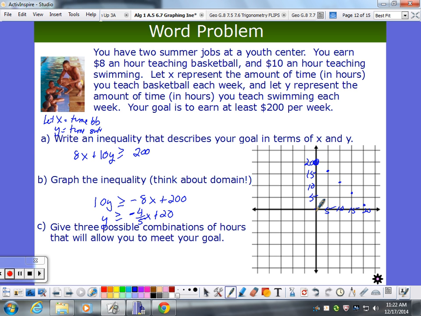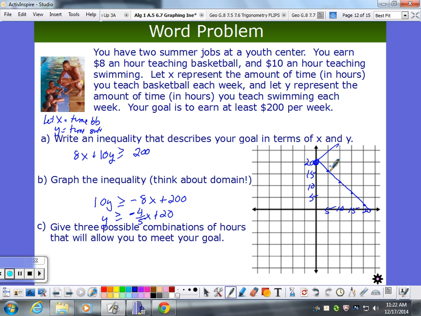Okay, now, is it going to be solid or dashed? Now, it says here, think about domain. Domain's only on numbers. Can I work less than zero hours? Oh, never mind. Yeah, right, so we want positives. Which way do I shade here? Here's a greater than, above or below?